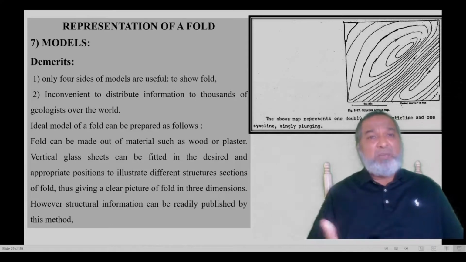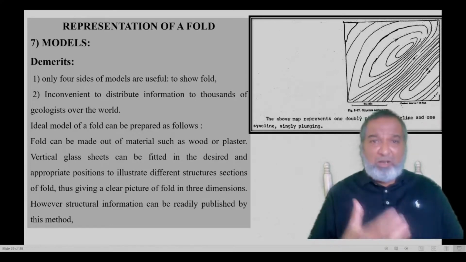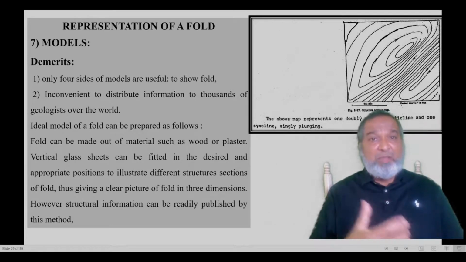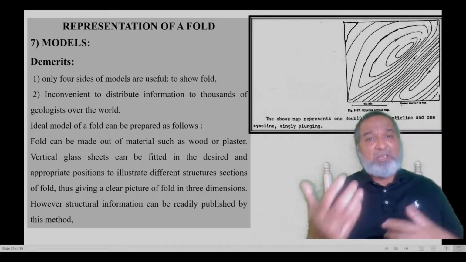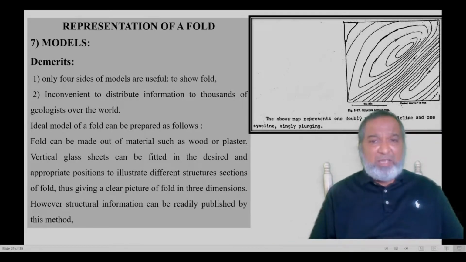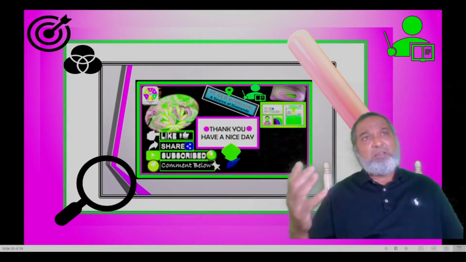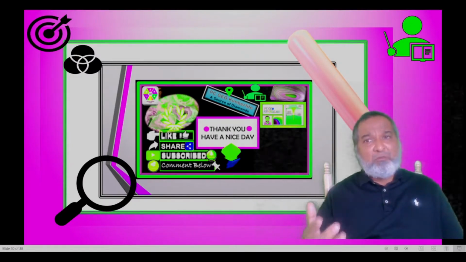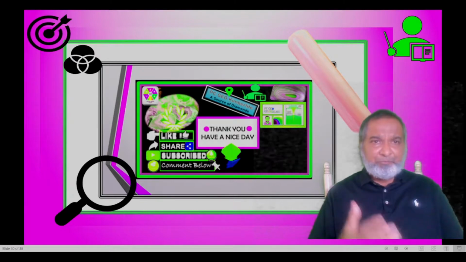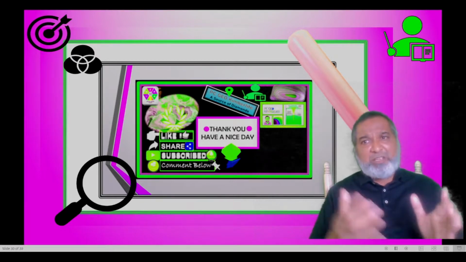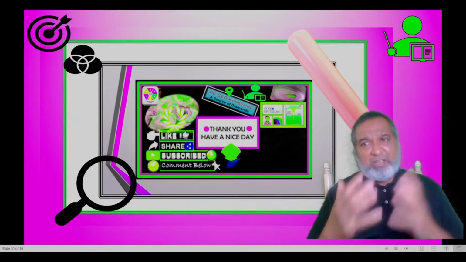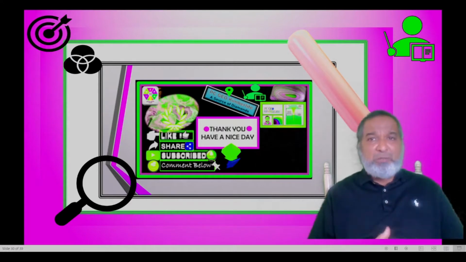So what is the demerit? Only the four sides of the model are useful to show the fold, but it is inconvenient because the internal part we could not measure properly. So this is the way the folds will be represented. Here we have seen two points: one is the recognition of fold and the other is how you're going to represent the fold.